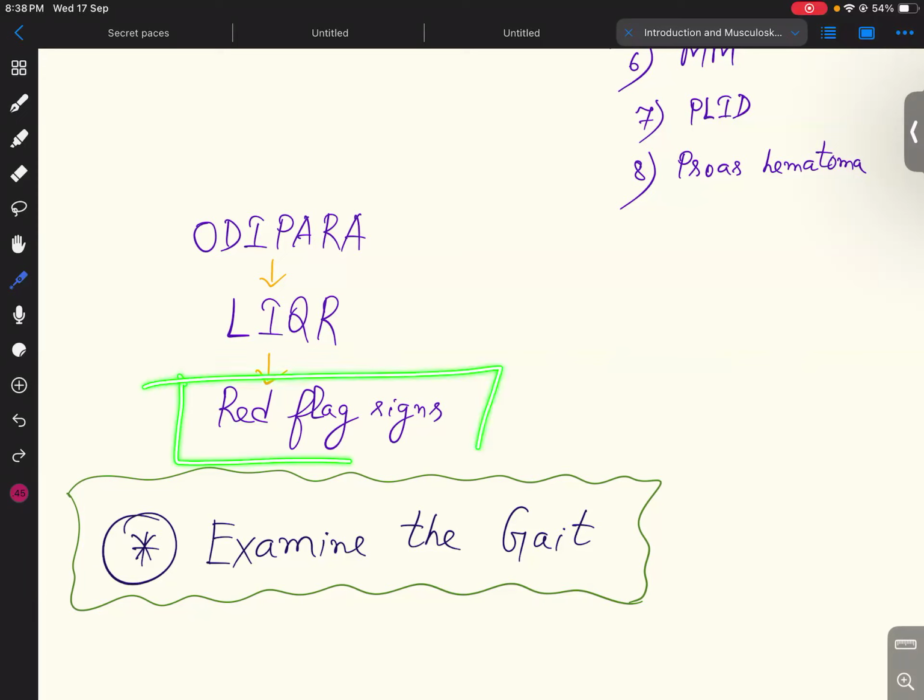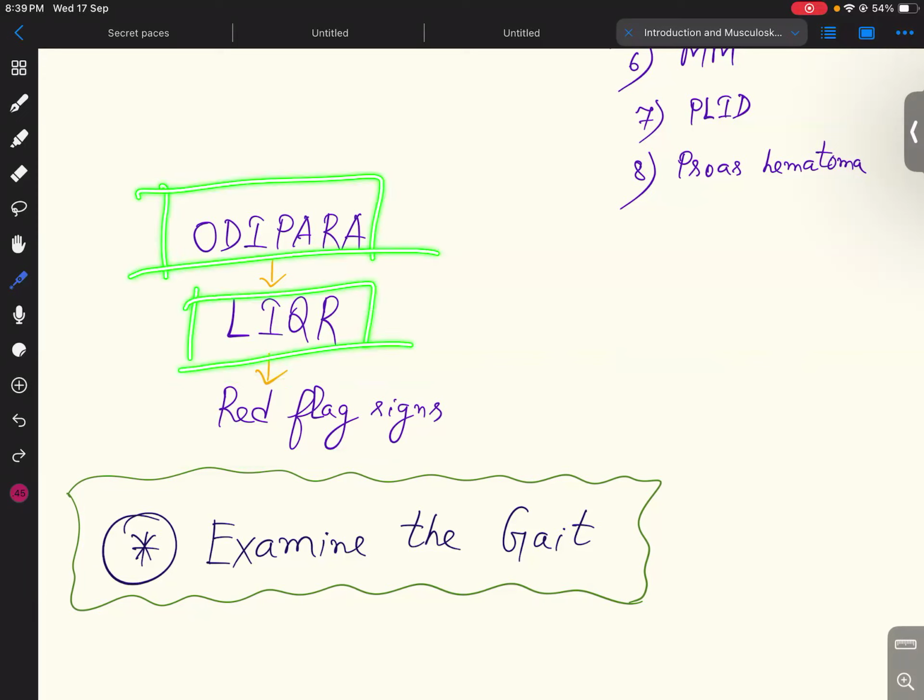So for any low back pain, you have to ask first whether the morning stiffness is there or not. Then you have to analyze the low back pain using the OPQRST, then LIQUOR, then you have to ask the red flag signs. Is this clear?